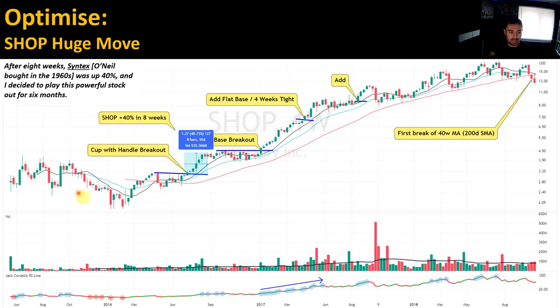So here you have your cup and handle. Here's the cup, here's the handle. Then you have a base breakout here. Then you have 4 weeks tight coming through in here. Then you have another base that builds in here. And then your first break of the 40-week moving average, which is the 200 SMA.